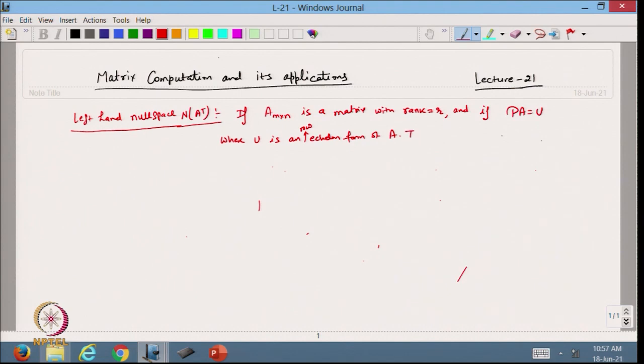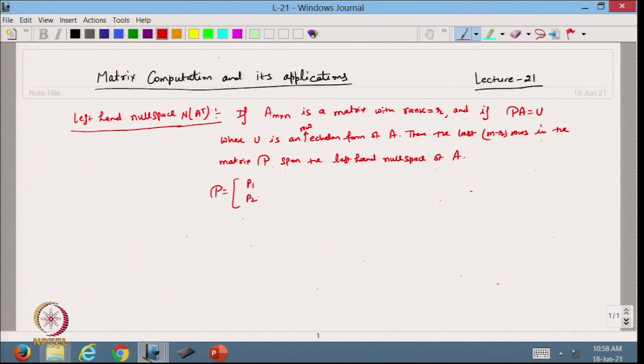Then the last m minus R rows in the matrix P span the left hand null space of matrix A. Now here we are writing P as P 1 and P 2. So from here we have that the null space of A transpose is equal to the range of the matrix P 2 transpose.